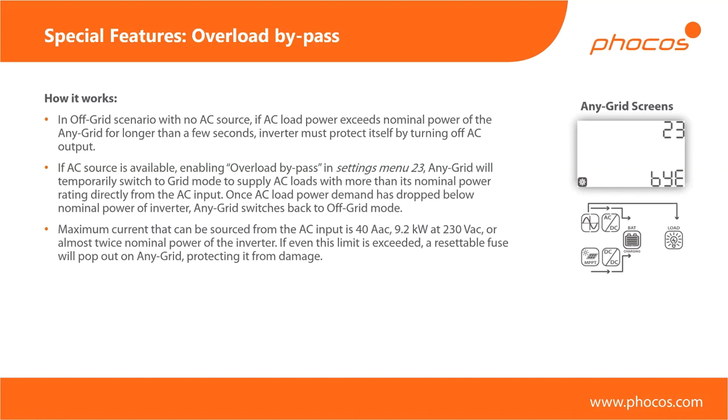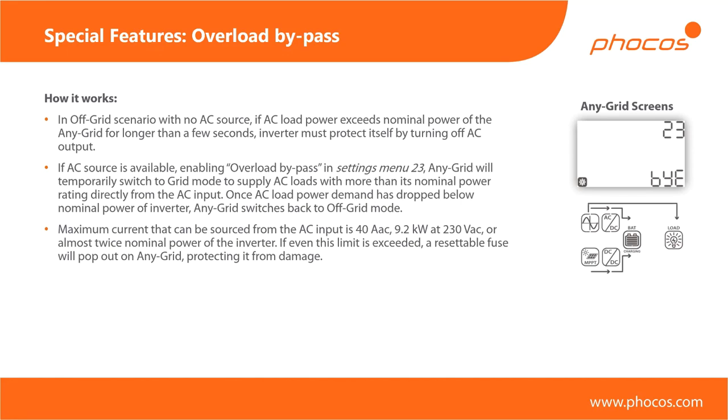If, however, you do have an AC source which is capable of sustaining the 5 kilowatts or more, then if you activate the overload bypass on the AnyGrid, as soon as it senses that it's no longer able to cope with your energy demand, it will simply switch to grid mode. Then it's bypassing the whole inverter entirely, passing the power directly from the grid to your loads. It can do this very quickly, at the same speed as typical switchover times of 10 milliseconds if you're in UPS mode, which you probably are in most cases.